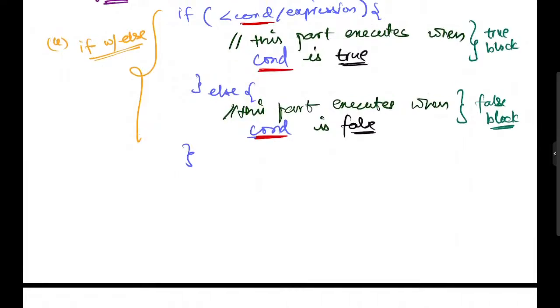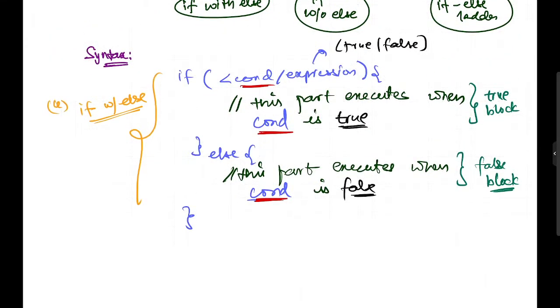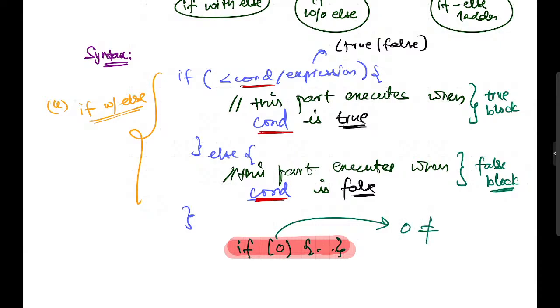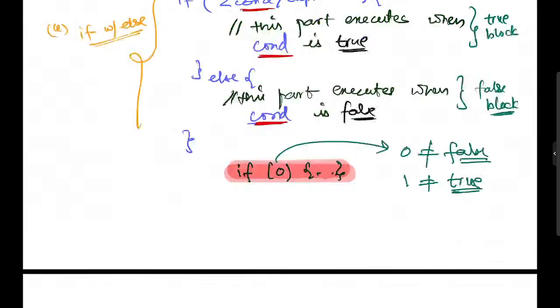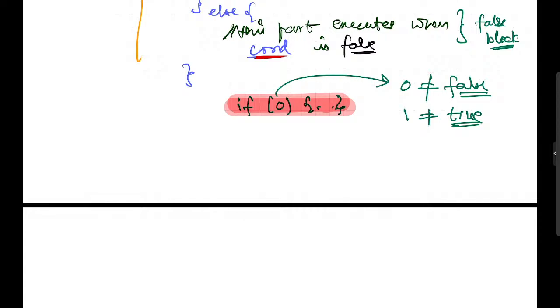One more thing to remember is that something like if 0 won't work in Java. Why is it not possible? Because 0 is not equal to false in Java, and in the same way, 1 is not equal to true. True and false are their own entities.